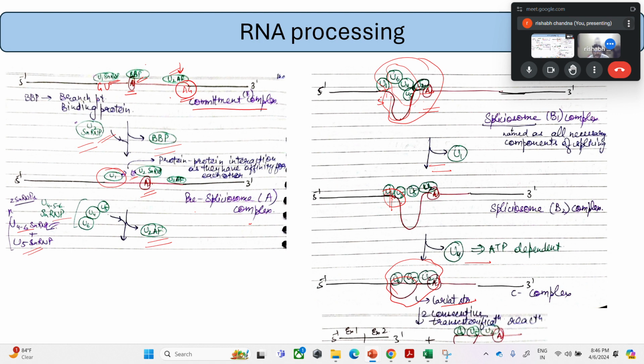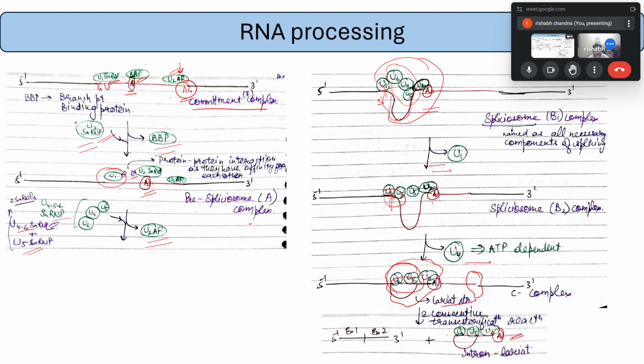This was the first of the two consecutive transesterification reactions that we have studied previously also. This lariat structure was formed. This was the C complex because the 3 prime splice site is still attached. Now this U6 U5 complex is an endonuclease, so it cleaves the 3 prime splice site, leading to release of this lariat structure bound to the U2, U5 and U6 snRNPs and the combined chain of the exons.